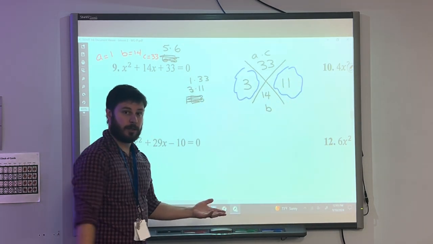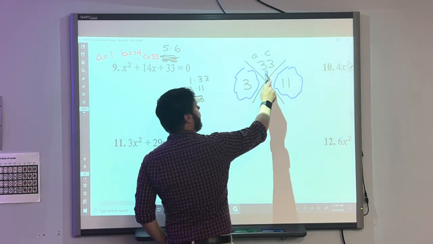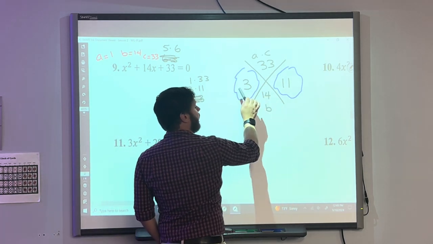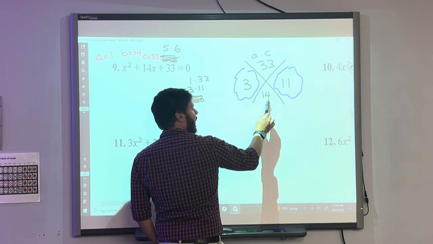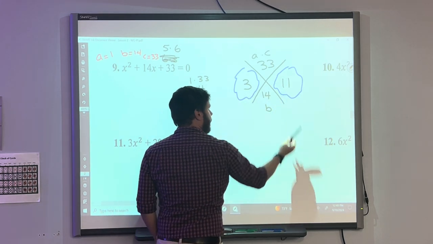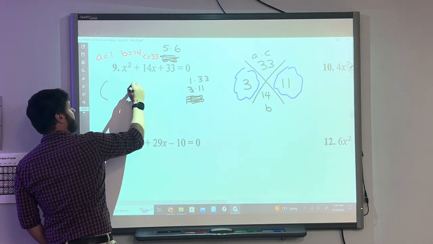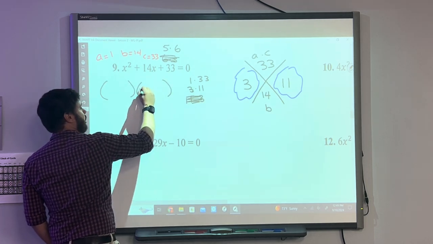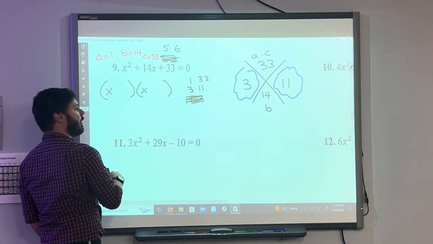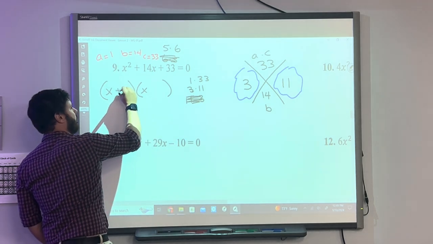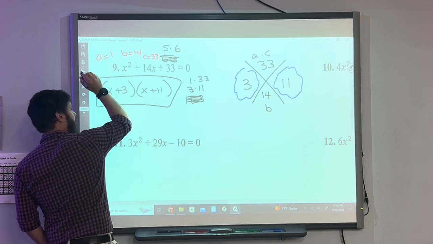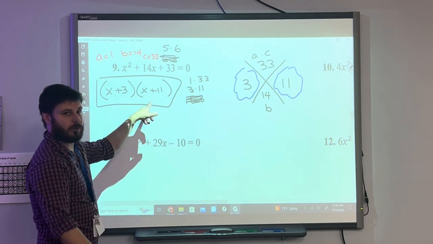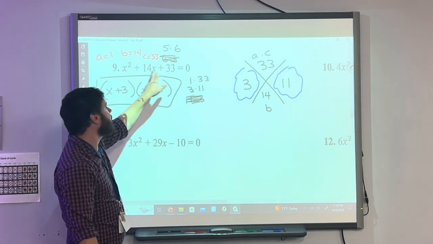But now I have to look at the signs. I need it to multiply to be positive, so they both either need to be positive or they both need to be negative. But because the 14 is positive, I need a +3, I need a +11. All right, my bubbles, I put x's in front, and I drag and drop my numbers in. If you ever wanted to check to make sure you got it right, you could FOIL this out, and you should get this exact thing.